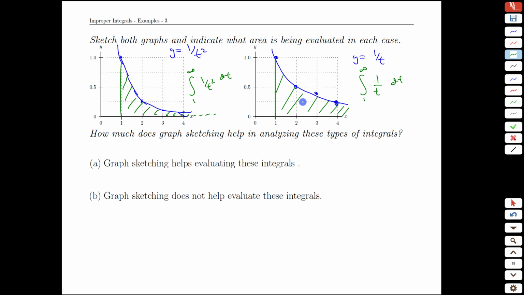So take a look at that for a moment, and then ask yourself, how much does graph sketching help in analyzing these types of integrals? Pause the video for a moment, and then we'll check in.